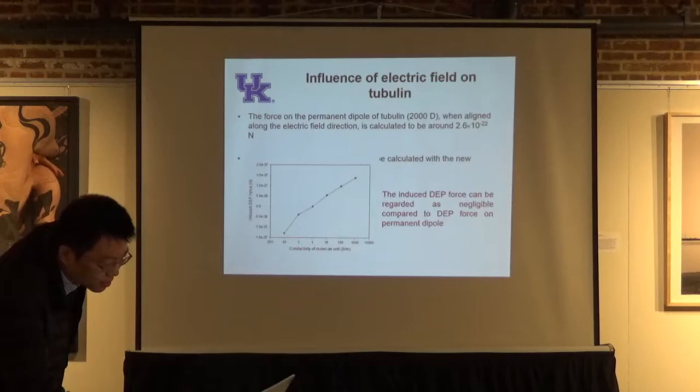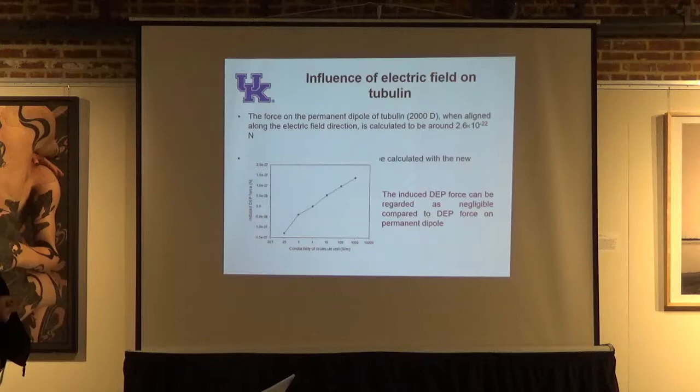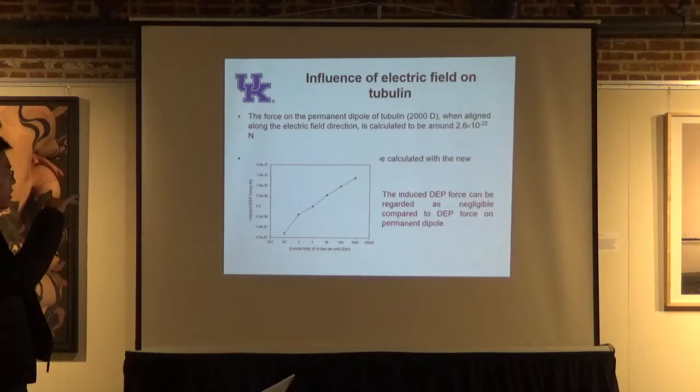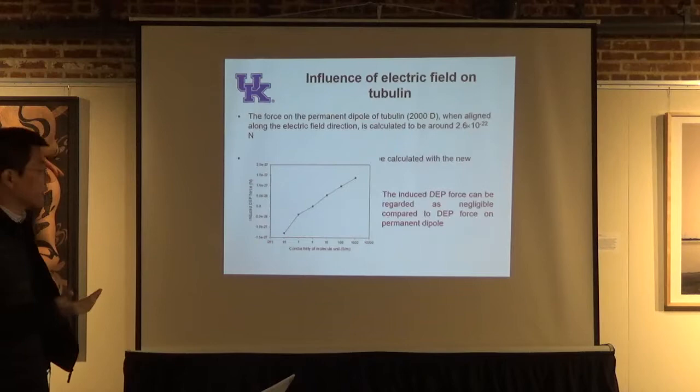It doesn't matter. If you look at the figure here, this is the induced DEP force, because we know molecules have permittivity, so they will form an induced dipole in the electric field. We calculated this induced DEP force under different conductivity of this molecule unit, because we don't know the exact conductivity. So we did a parameter sweep and found that even as it changes, it's on the order of negative 27, which is 5 orders lower. That means this induced DEP force can be negligible, so we only need to consider the DEP force on the permanent dipole.